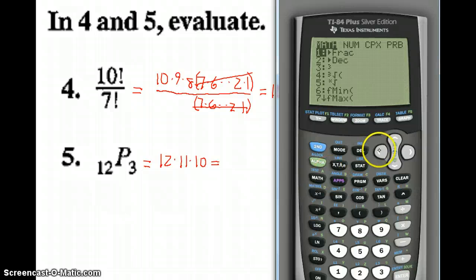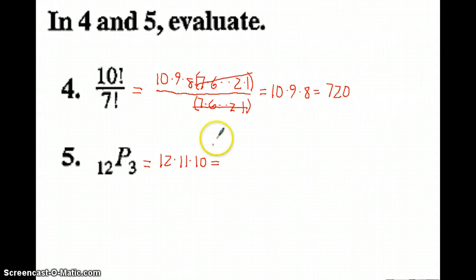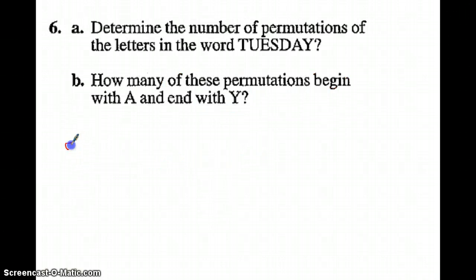12 nPr, oh, there's no screen press history. Maybe I should do this on the other one. Anyway, 1320, let's go back to here. Yeah, okay. All right, for part A, when they use the word permutations, they're meaning factorial, basically. They're meaning, or nPr.